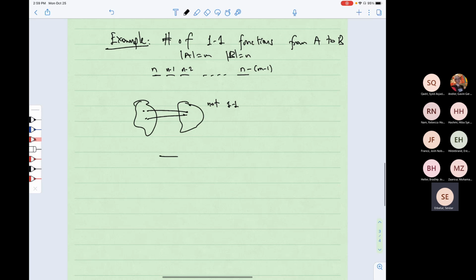So then, as a result, we will have n times n-1 times n-2 times ... times n-m+1. So that's the way of counting the number of different one-to-one functions from a set A to a set B.